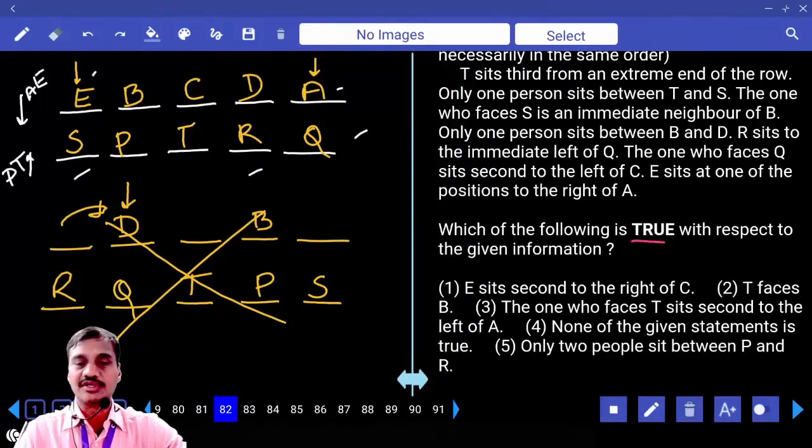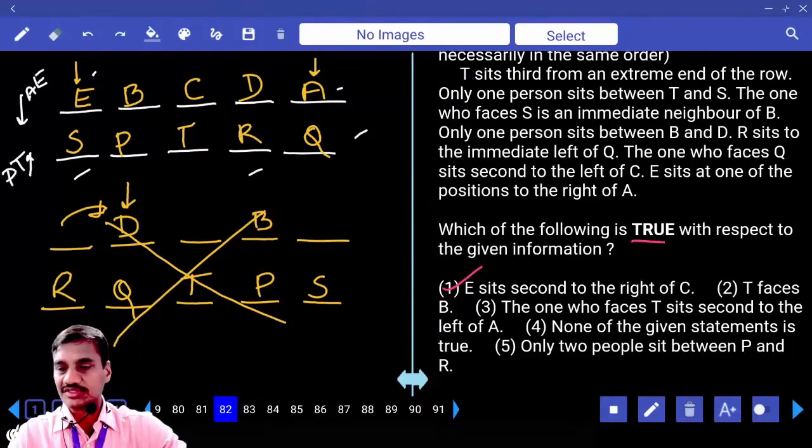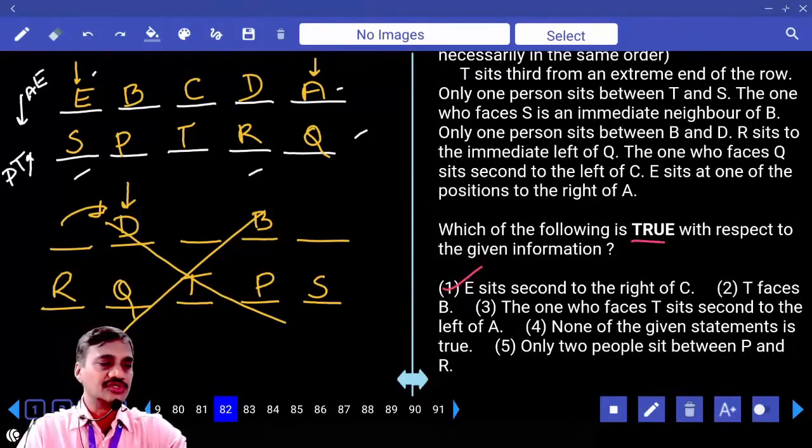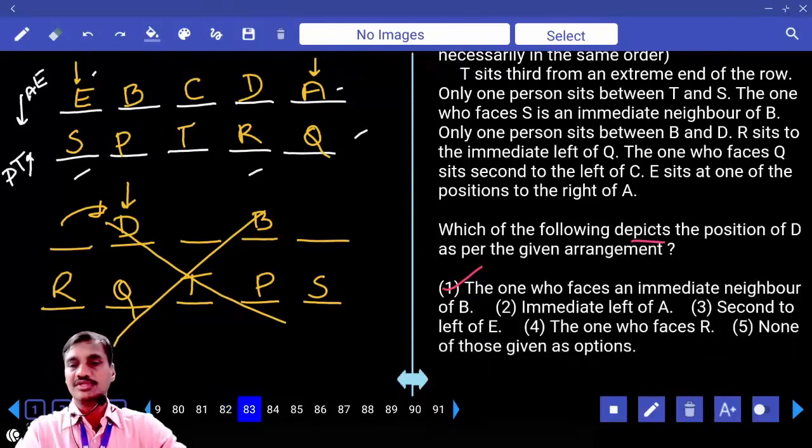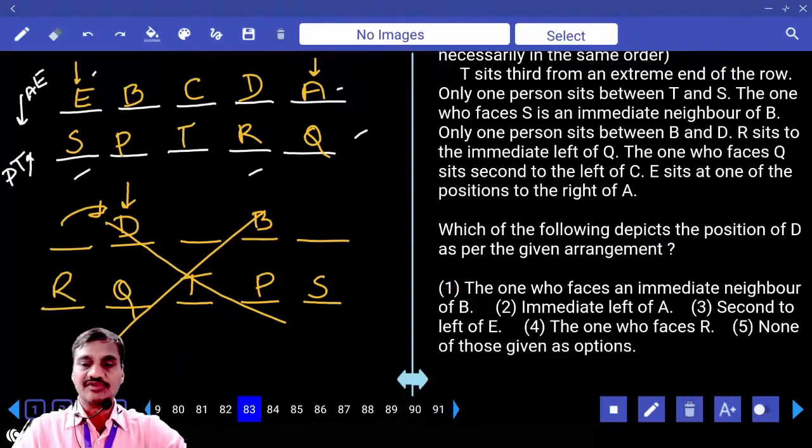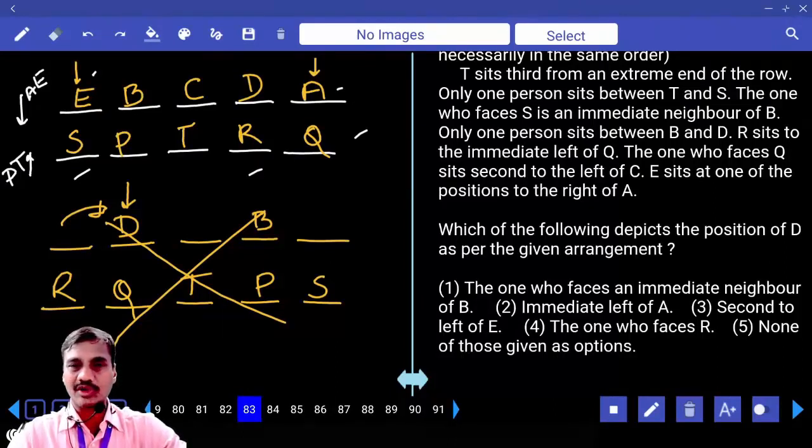E sits second to the right of C. E is seated second to the right of C, definitely true, isn't it? It's definitely true, choice 1, 82. Then next one, 83, and which of the following depicts the position of D as per the given arrangement? The one who faces an immediate neighbor of B is false, and immediate left to A.